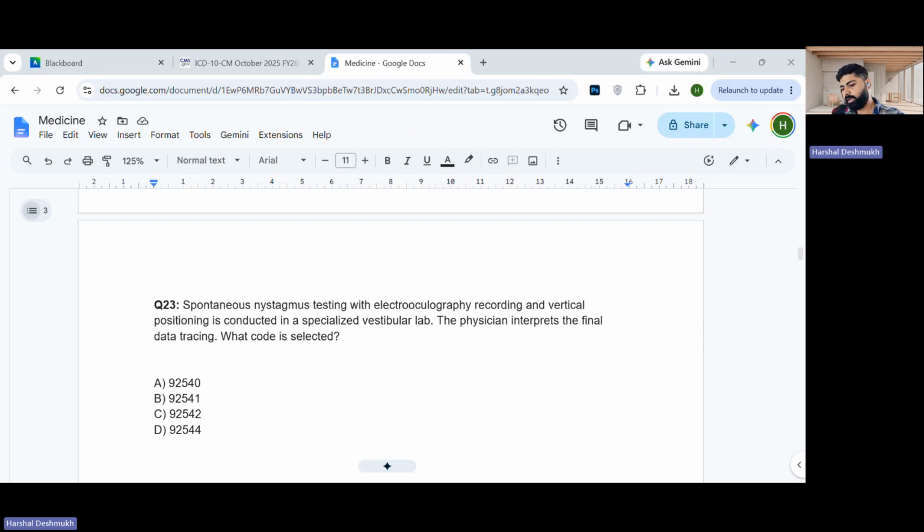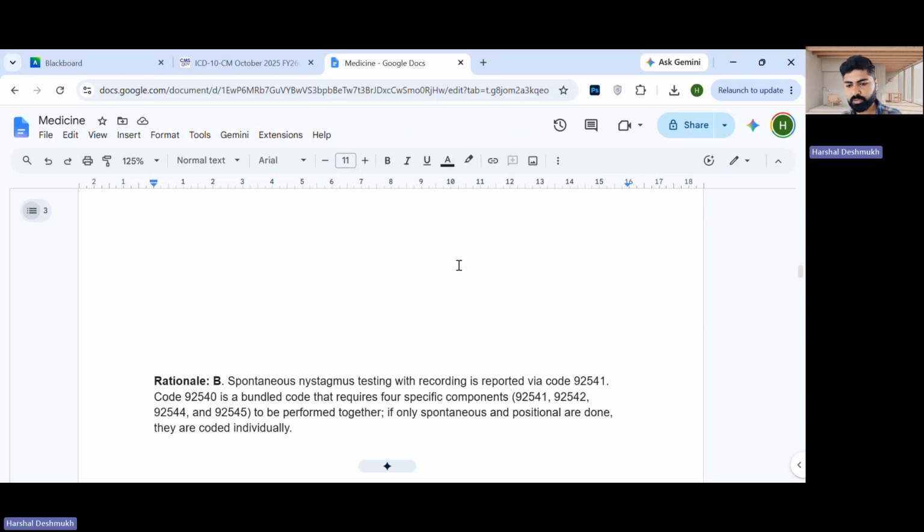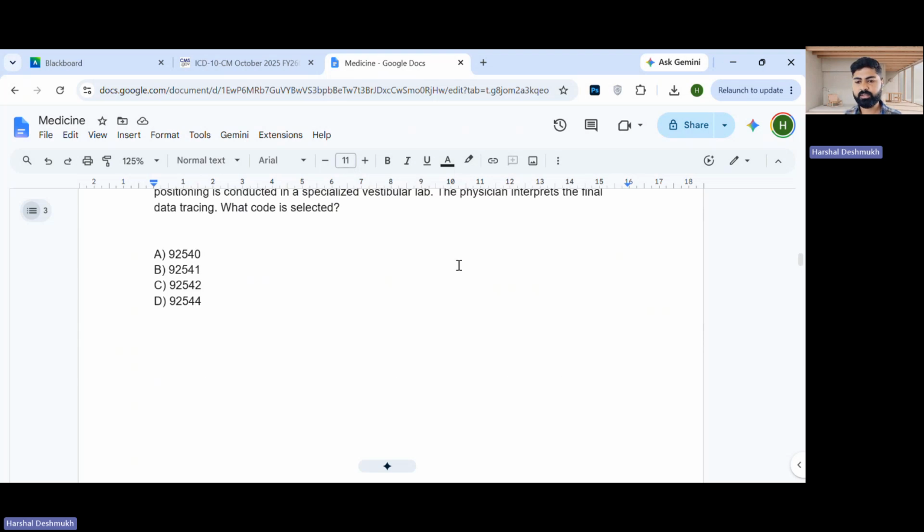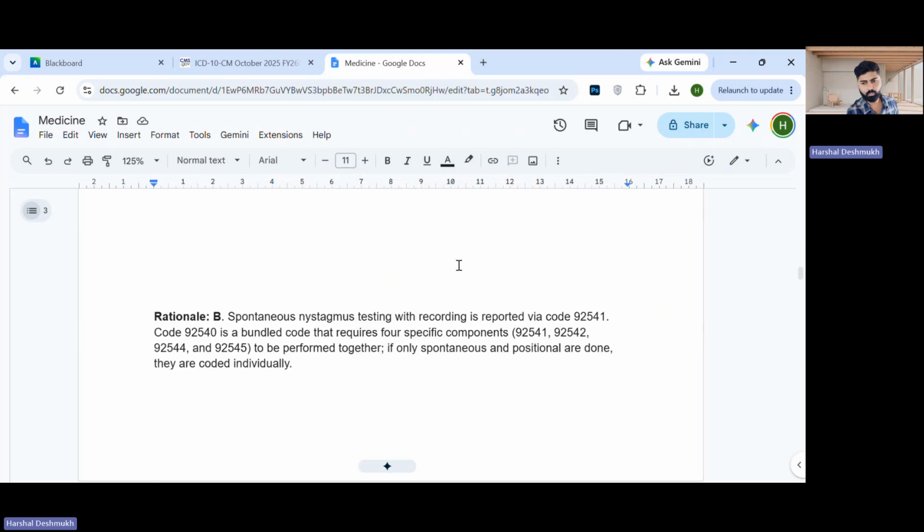All right, time to answer this question. Answer to this question is option B. That is 92541, as spontaneous nystagmus testing with recording is reported via this code.